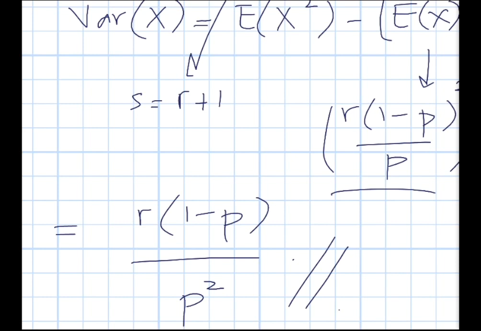So next we'll start with the Poisson distribution, which is a very important discrete distribution.